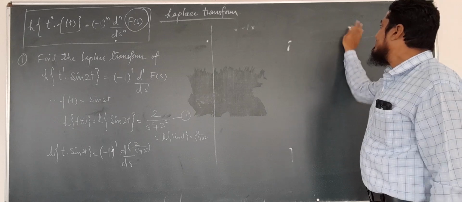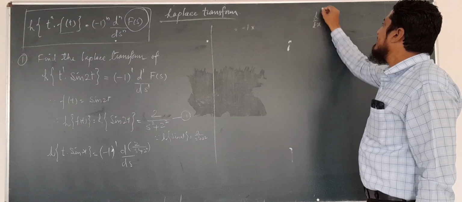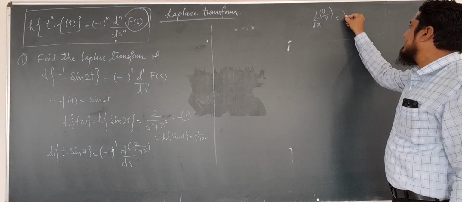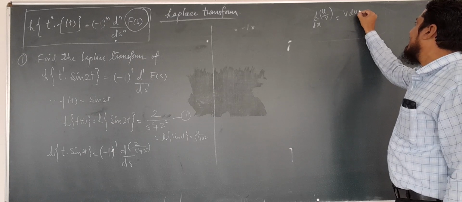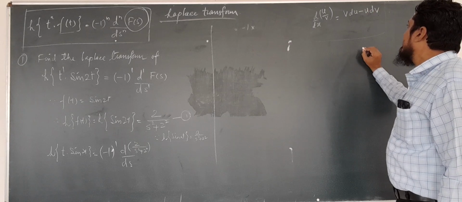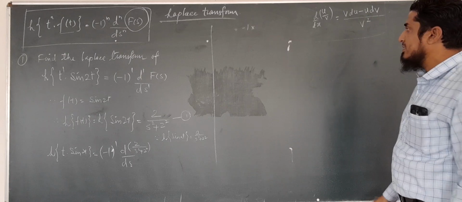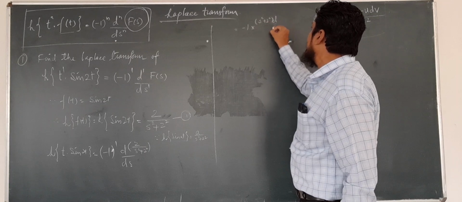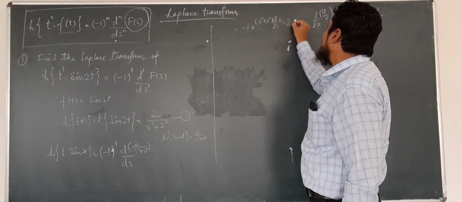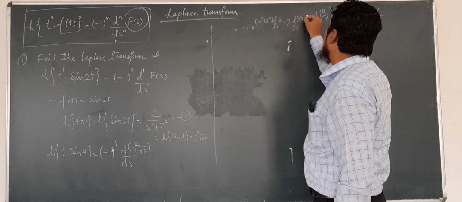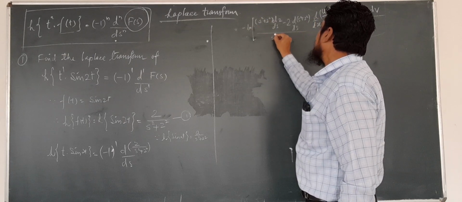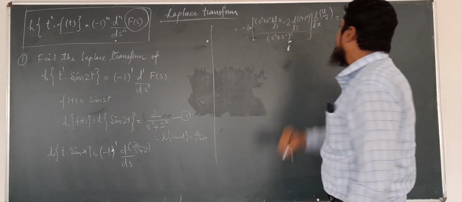we multiply by minus 1 the differentiation of 2 upon s square plus 2 square. We can solve this differentiation using the u upon v form. First of all, take the denominator outside, differentiation of numerator, and minus taking numerator outside, differentiation of denominator, upon denominator square. So we can write it as s square plus 2 square d by ds of 2 minus 2 d by ds of s square plus 2 square, upon s square plus 2 square bracket square. Correct?